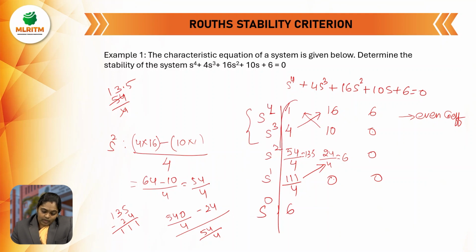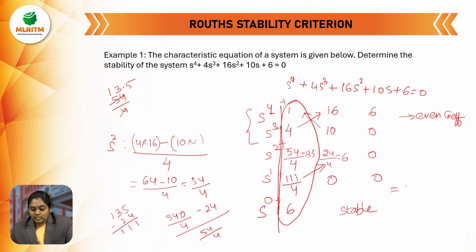After construction of the route array, we need to observe the first column of route array. So here s power 4 is having a positive value, which is 1. S cube is also 4. So if we observe the first column of route array, all are having the same signs. Means it is plus, plus, plus, plus and plus. As there are no sign changes, that itself indicates the system is said to be stable, because in the first column of route array, it doesn't have any sign changes. The number of sign changes are 0.